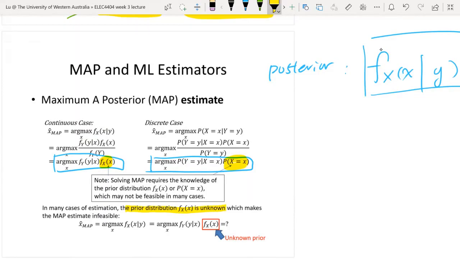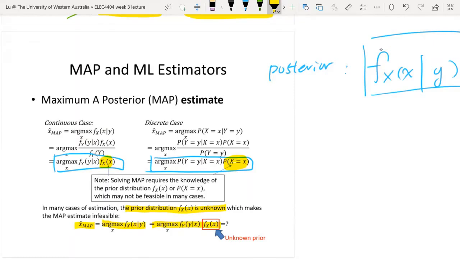For example, if I want to use the MAP methodology to estimate the X value, so I want to derive the X hat by using such formula, and this is equal to this step. But if the prior distribution f_X(x) is unknown, you can't go any further. You stop here and without any answers because we don't know that.